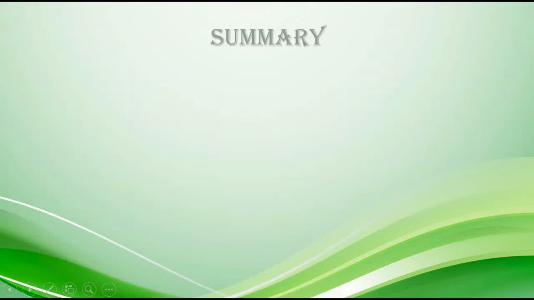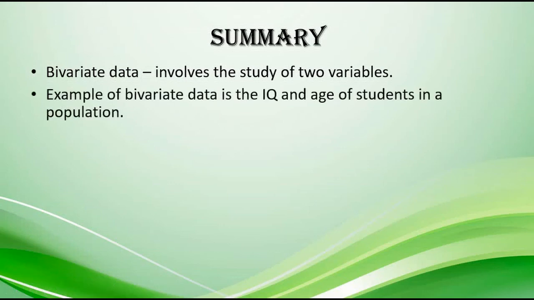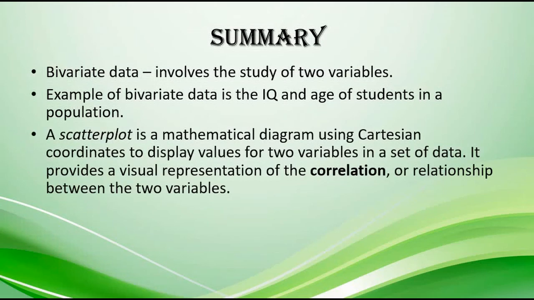Now here is the summary. Bivariate data involves the study of two variables. An example of bivariate data is the IQ and the age of students in a population. A scatter plot is a mathematical diagram using Cartesian coordinates to display values for two variables in a set of data. It provides a visual representation of the correlation or relationship between the two variables.